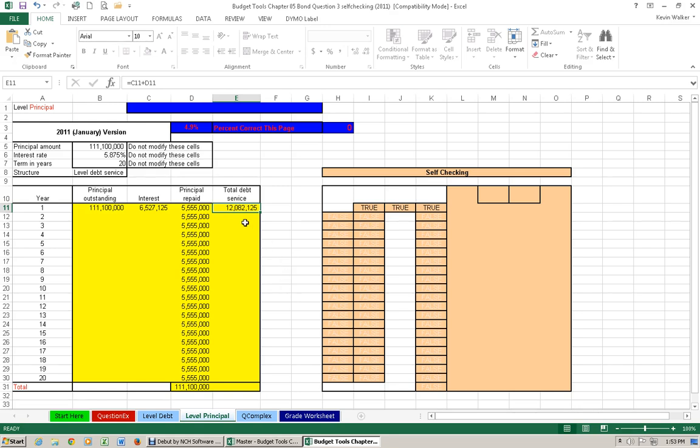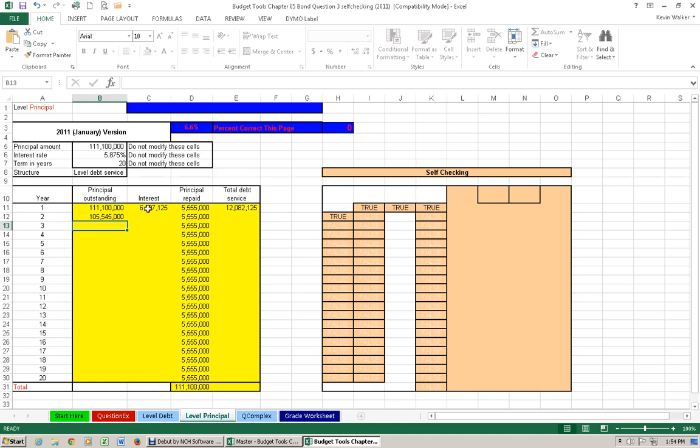Now every year your debt service goes down. You need to know how to calculate how much is going down. All right, now next line. You started out with this outstanding balance, but you've now repaid $5,555,000 in principal. So down here, it is simply this minus this. You now owe $105,545,000. Notice that still says true, so we're all good.